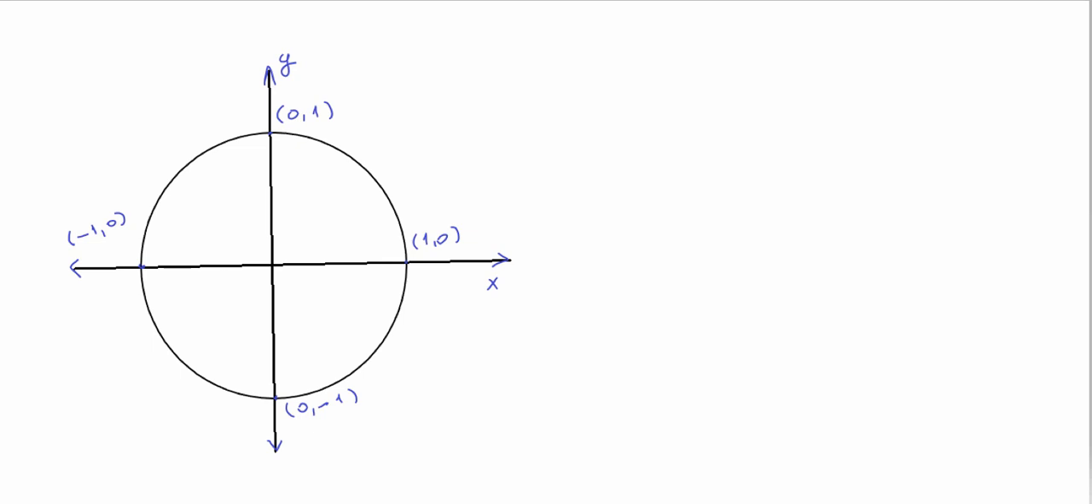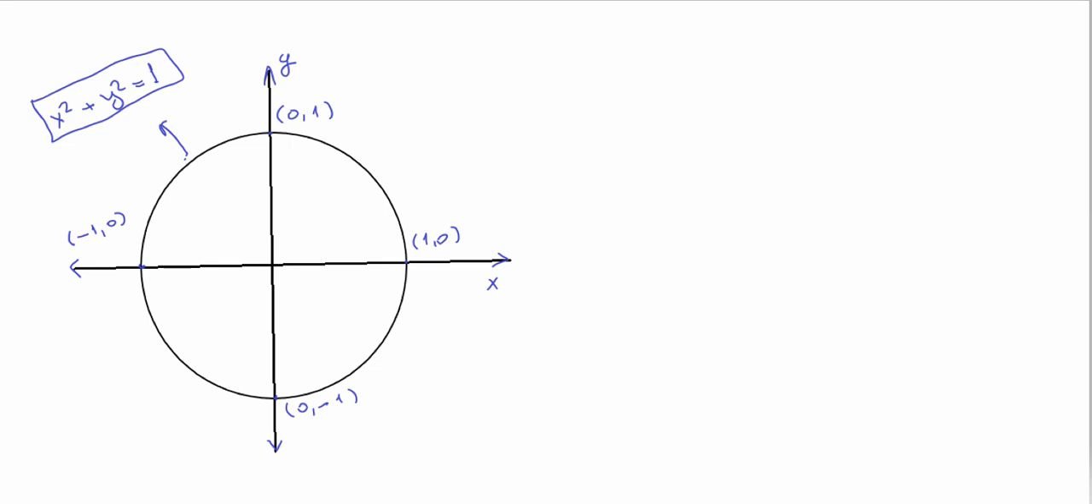So if you haven't seen this in your math classes yet, I can tell you that this is actually a graph of a function, and that function is x squared plus y squared is equal to 1. Okay? Any point on this circle satisfies this condition because that is the graph of this function actually.